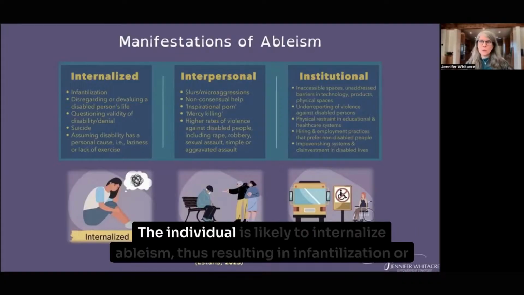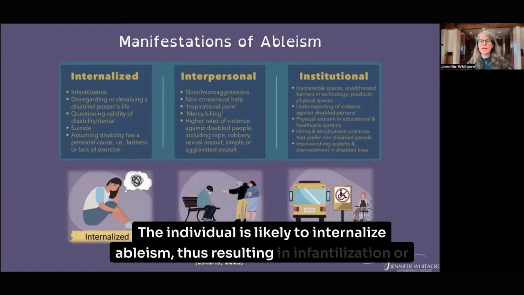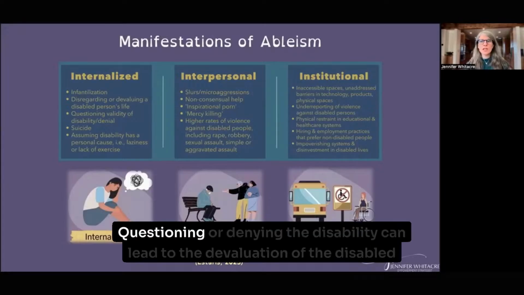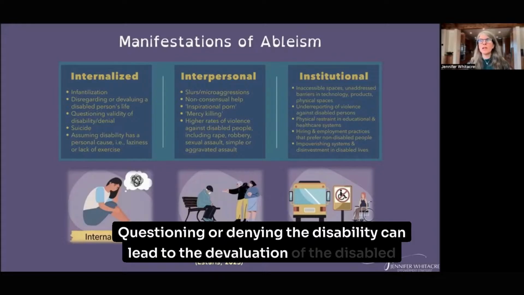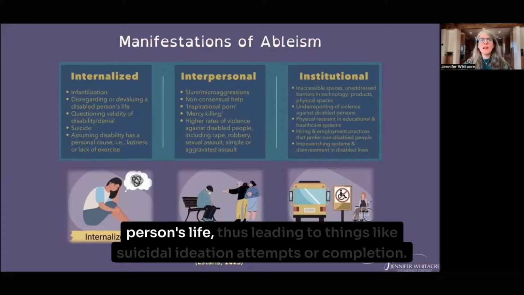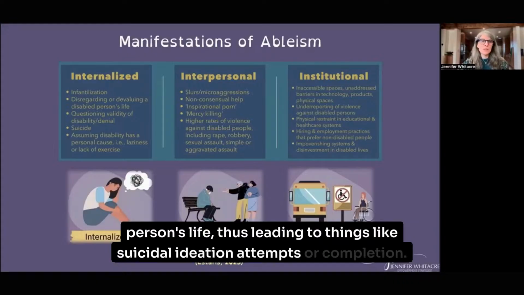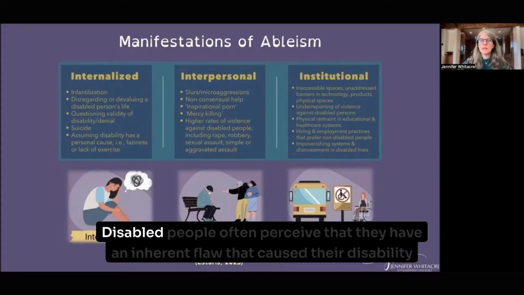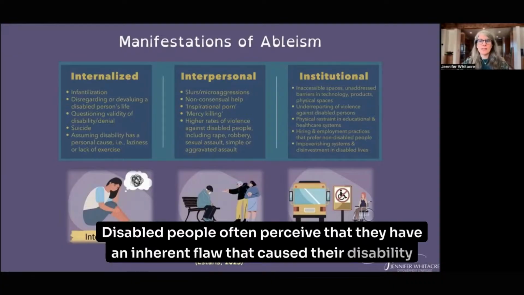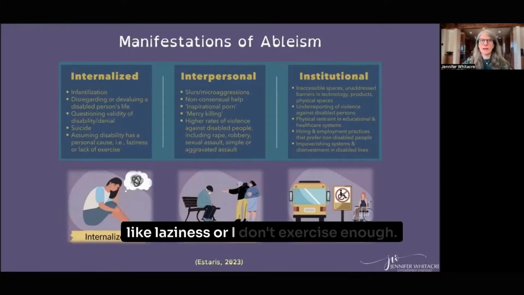The individual is likely to internalize ableism, thus resulting in infantilization or learned helplessness. Questioning or denying the disability can lead to the devaluation of the disabled person's life, thus leading to things like suicidal ideation, attempts or completion. Disabled people often perceive that they have an inherent flaw that caused their disability, like laziness or "I don't exercise enough."